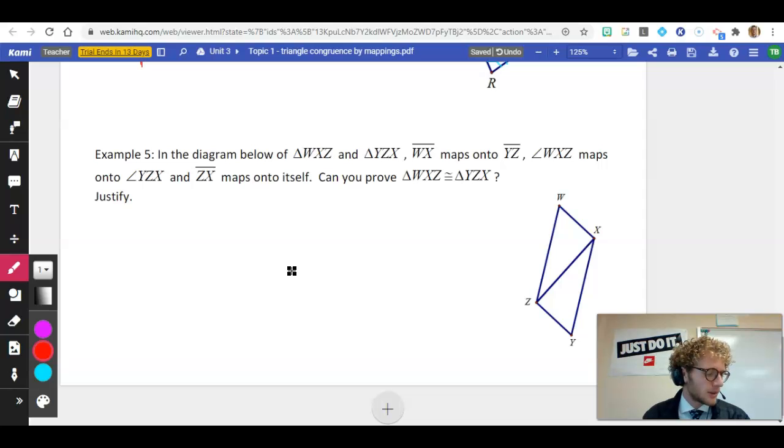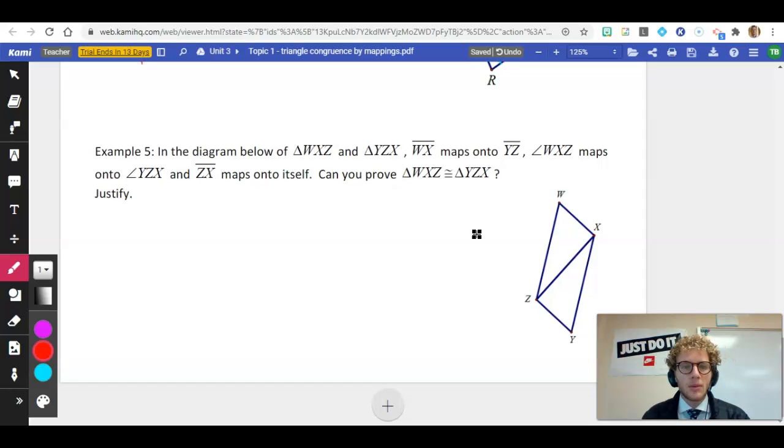For example 5, we have this diagram. We have WXZ and YZX. WX maps onto YZ. And ZX maps onto itself. And WXZ maps onto YZX.